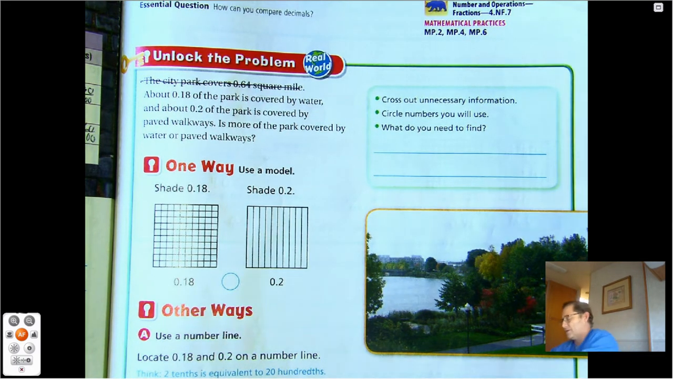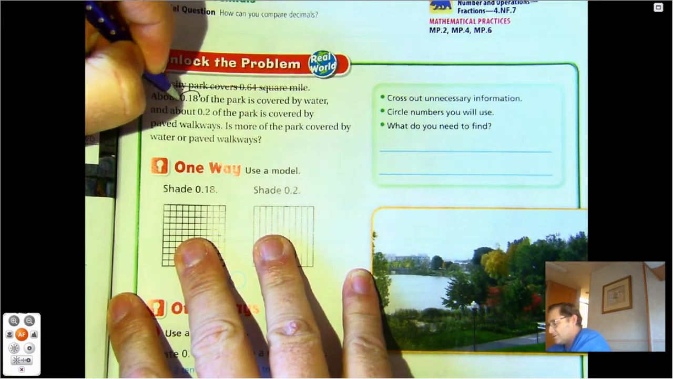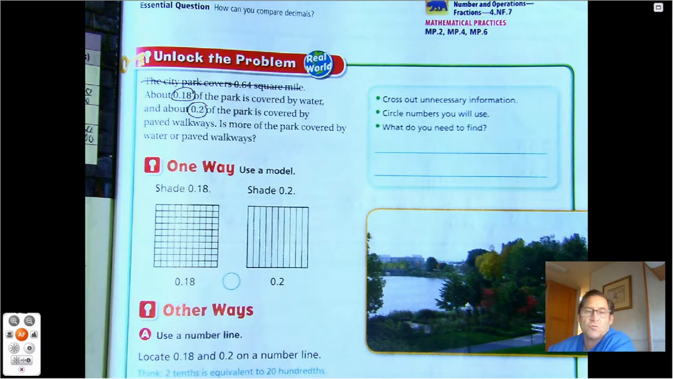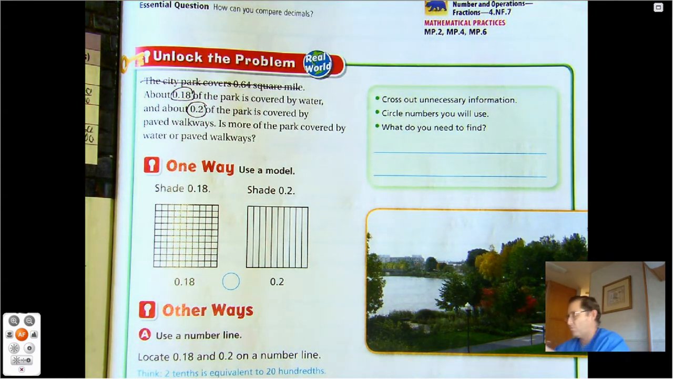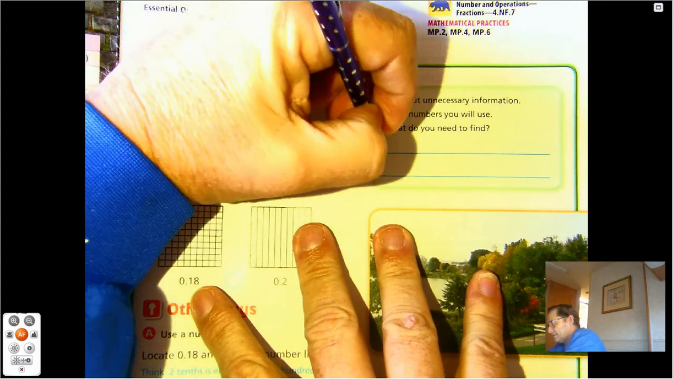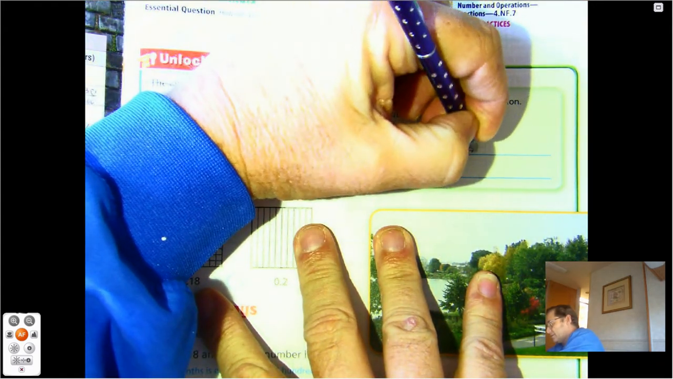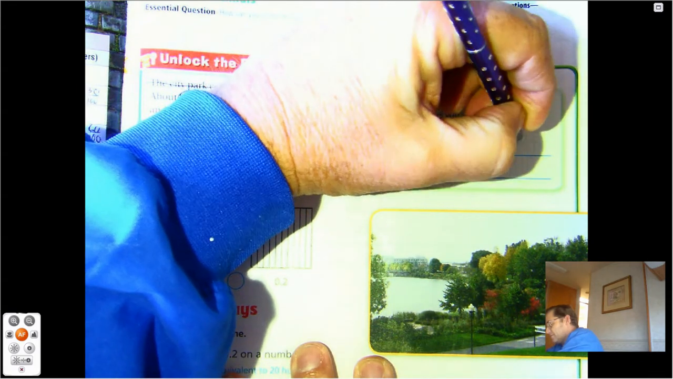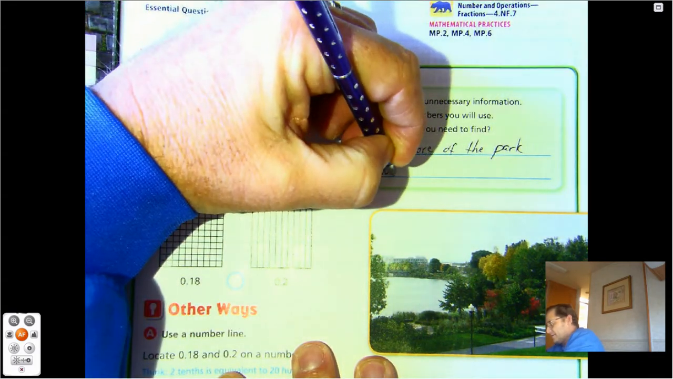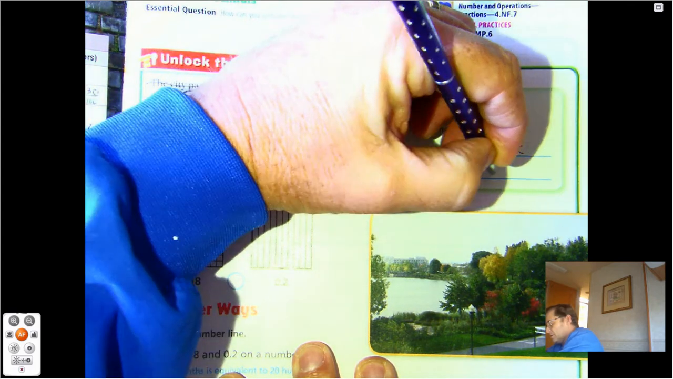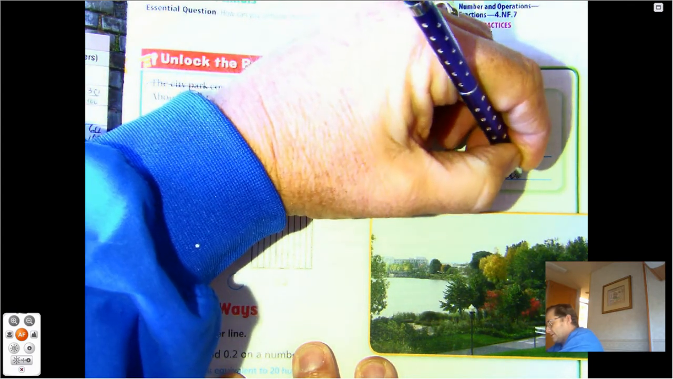So let's circle the numbers we will use. We're going to use the 18 hundredths and the 2/10. And so what do we need to find out? Is there more water or more paved walkways? Is more of the park covered by water or walkways?